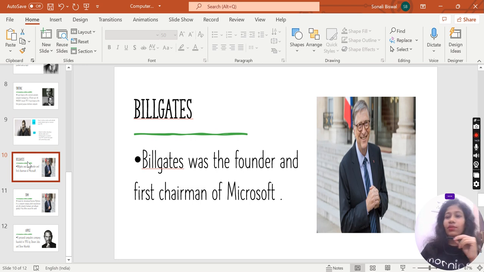Next comes Bill Gates. Bill Gates was the founder and first chairman of Microsoft. Everyone is using Microsoft Windows now, and that Windows was developed by Bill Gates.